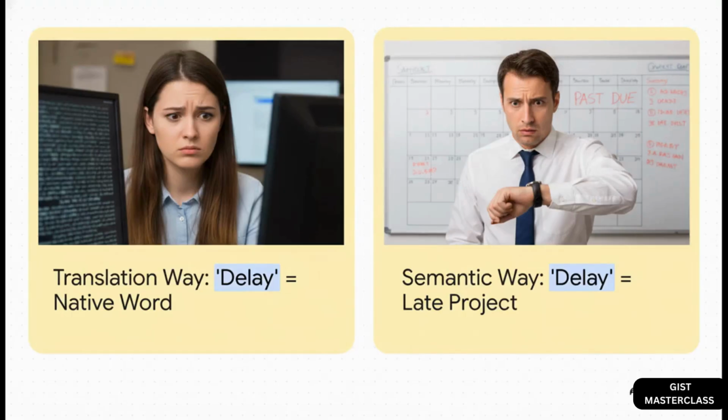Let me give you a concrete example. Think about the word delay. The old translation way is trying to link delay to the equivalent word in your native language. But the semantic map way? You link delay to a specific business situation. A project is running late, right? Or a supplier hasn't delivered. When your brain sees that exact situation happening in real life, it doesn't ask for dictionary translation. It just recognizes the scenario and immediately goes, okay, there's a delay. That is direct English thinking in action.